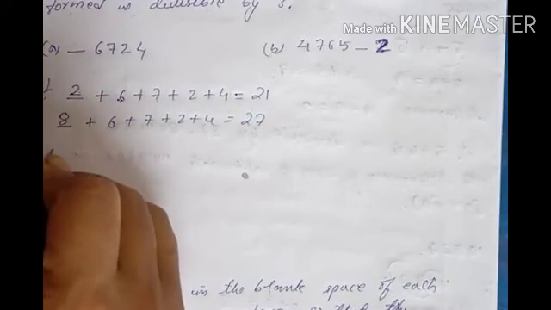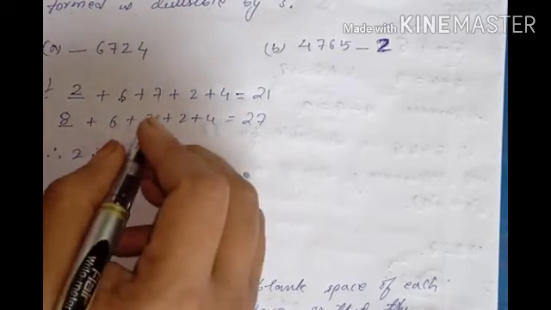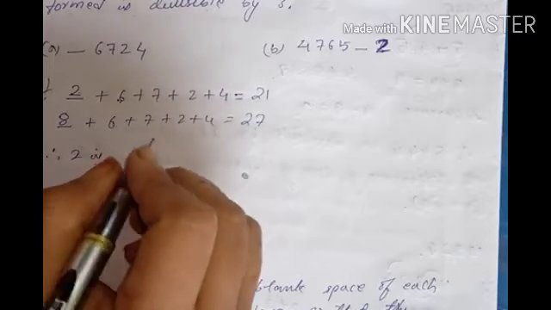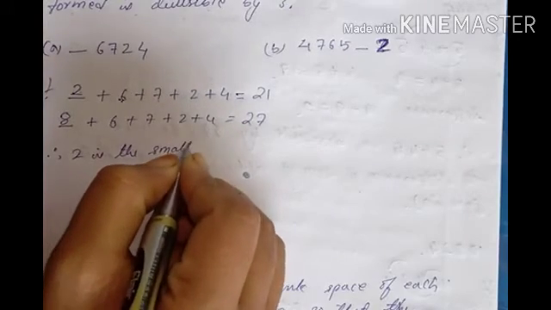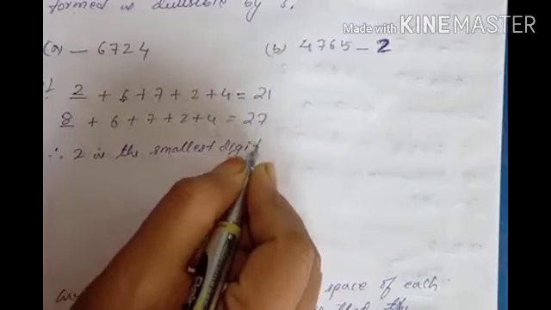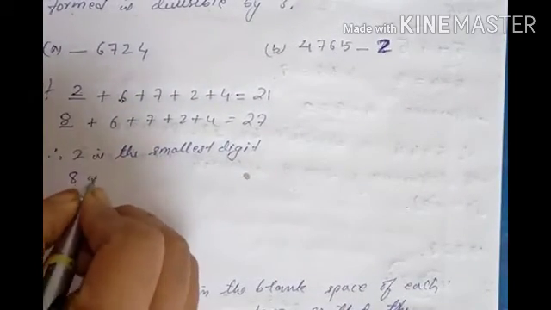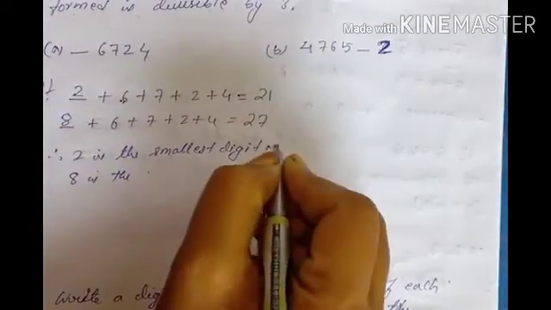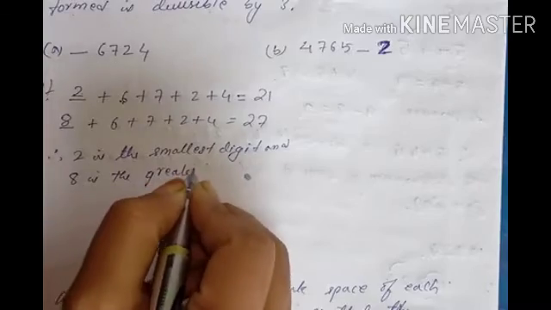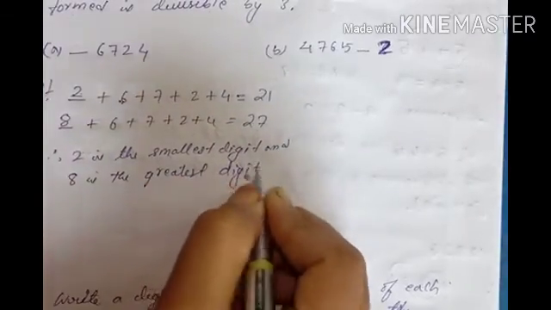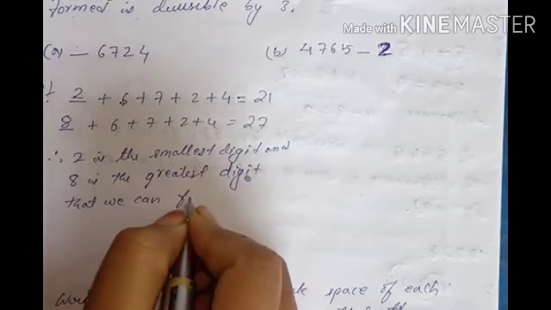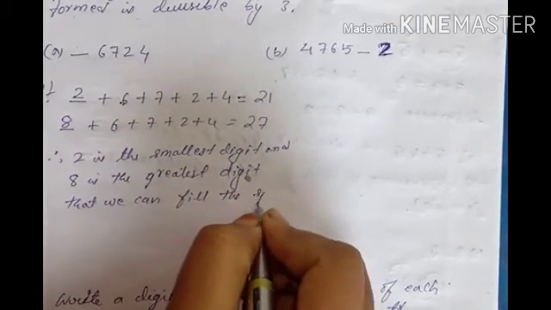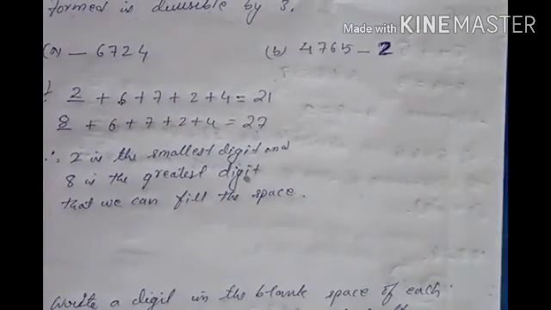Therefore your answer will be: 2 is the smallest digit and 8 is the greatest digit that we can fill in the space, because you have to find the greatest and the smallest digit.